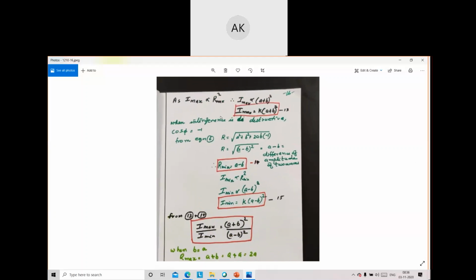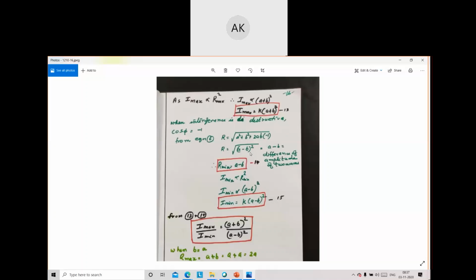Then I max is proportional to the square of the amplitude. So I max is proportional to (a plus b) whole square. Therefore, I max is equal to K into (a plus b) whole square. If R max is got, R square will give I max. When interference is destructive, cos phi is minus 1. So we get R equal to root of a square plus b square minus 2ab, as cos phi is minus 1.